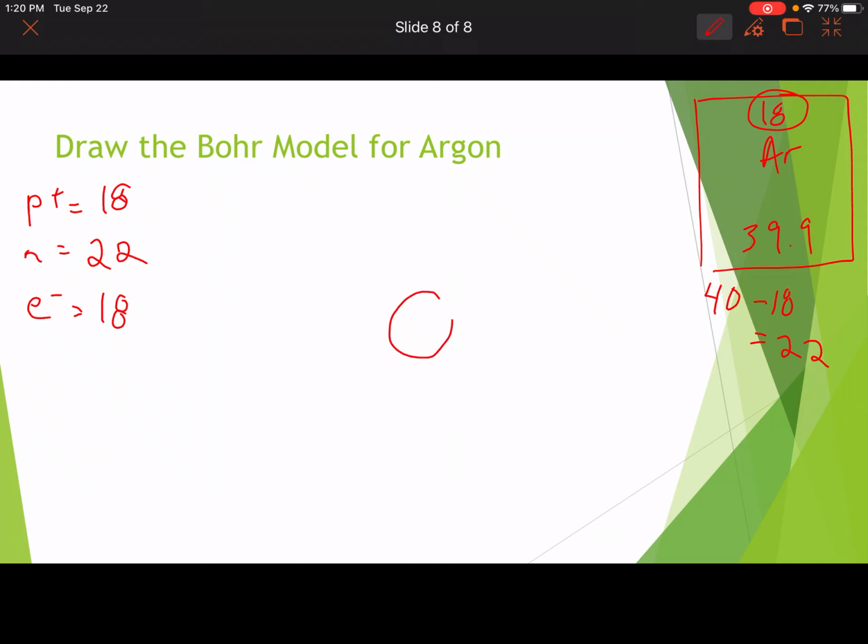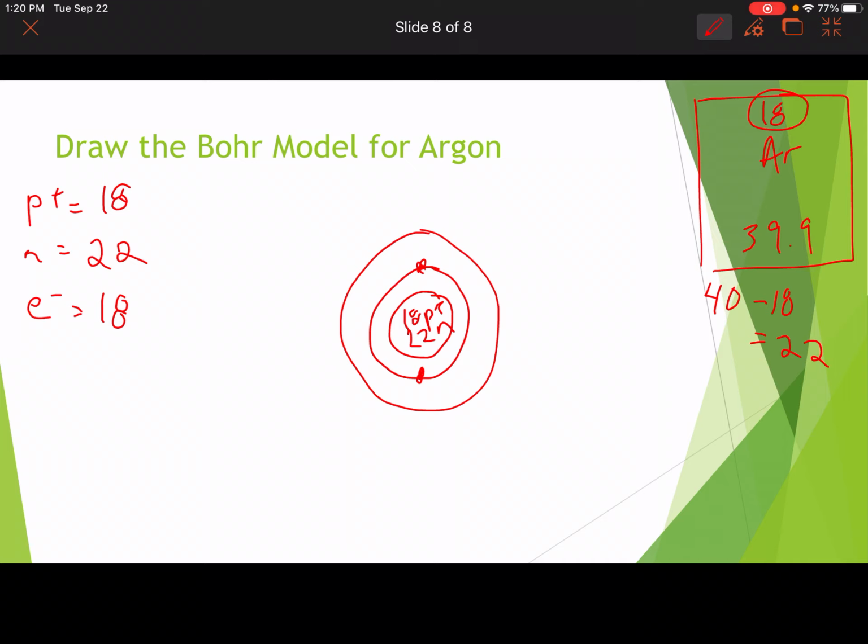Okay, so nucleus. Inside the nucleus, I'm going to put my 18 protons, 22 neutrons. Sorry, it's a little hard to read there. Now, how many electrons do we have to place? I've got 18 to place. The first shell can only hold 2. So now I've got 16 left, right? I'm going to draw my next shell. And so this one can hold up to 8. Remember, 8 is the maximum for any shell.